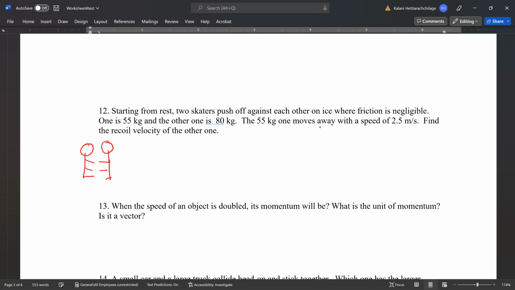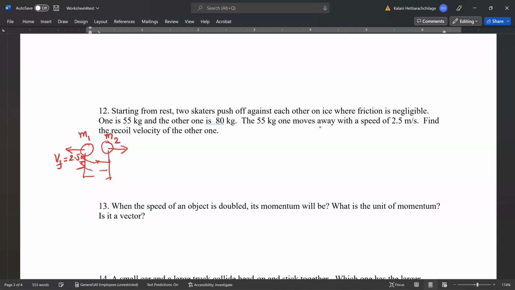Push each other, right? When they push each other, they basically have no velocity at the beginning. But after some time, one is 55 kilograms, one is 80 kilograms. We'll say this is M1, this is M2. M1 is 55, M2 is 80. The 55 one moves away with a V final of 2.5 meters per second, right? And find the recoil velocity of the other one.